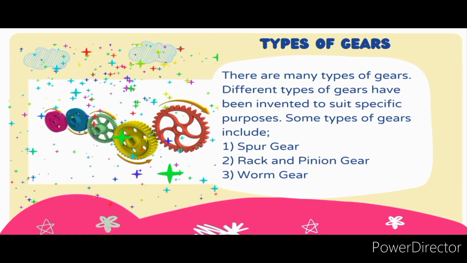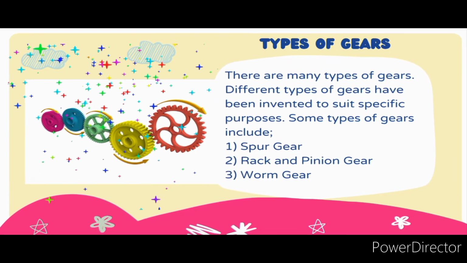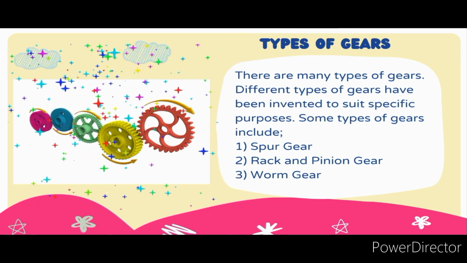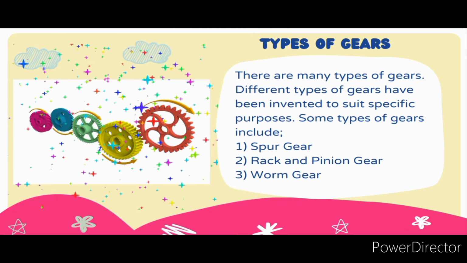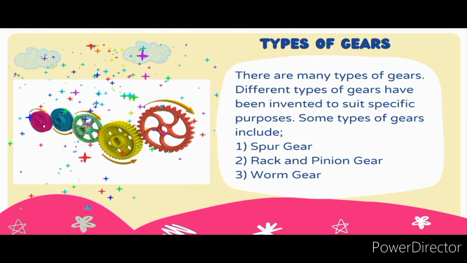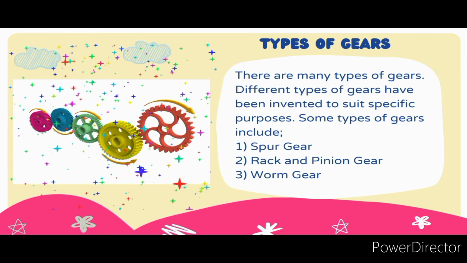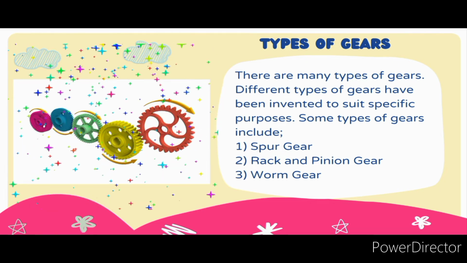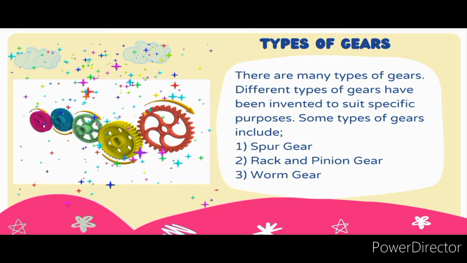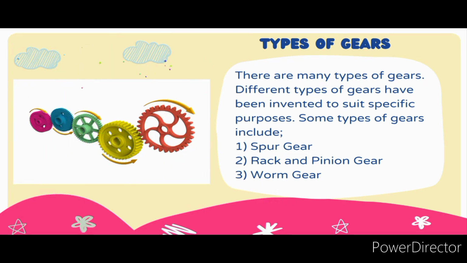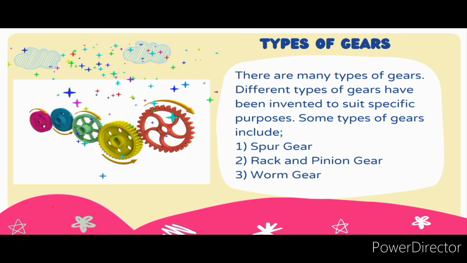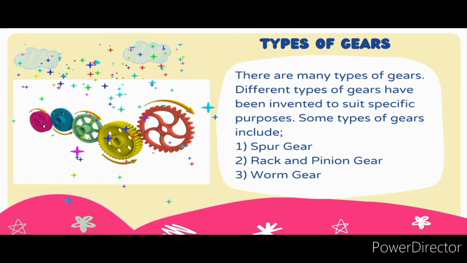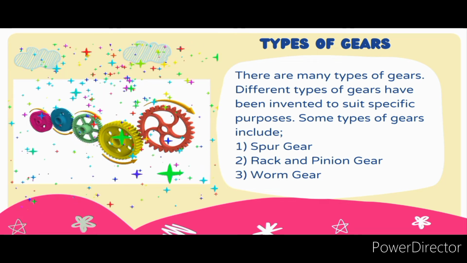Now we have different types of gears. There are very many types, and they have been invented to suit different purposes. Some gears can be used to increase force, some are used to change the direction of motion, while some are used to increase speed. We're only going to be focusing on three: spur gear, rack and pinion gear, and worm gear.